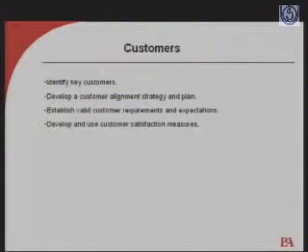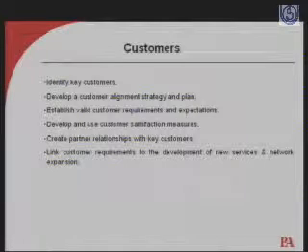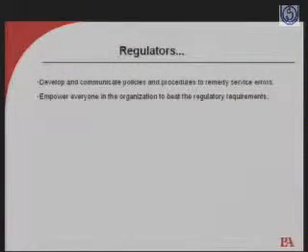At the same time, for the customers, sometimes we have to find out some very special and key customer accounts and develop a customer alignment strategy and plan, establish valid customer requirements and expectations, develop and use customer satisfaction surveys. Sometimes you have to have a focus group as well. Create a partnership relationship with the customers, link customer requirements to the development of new service.